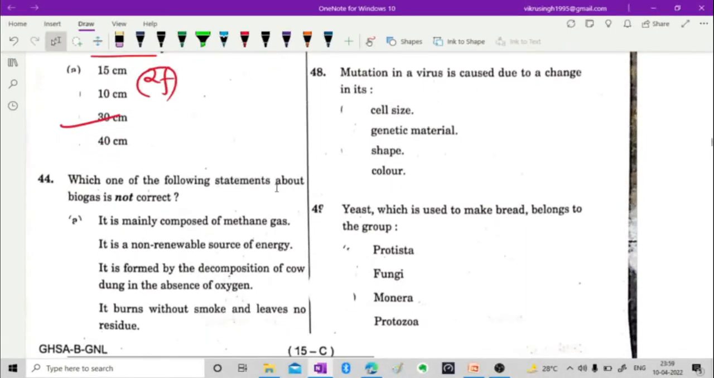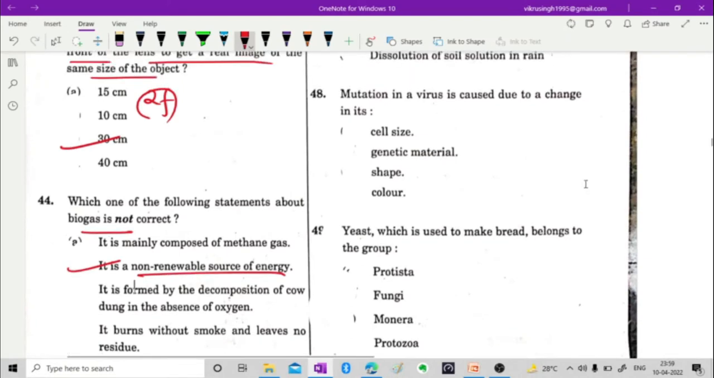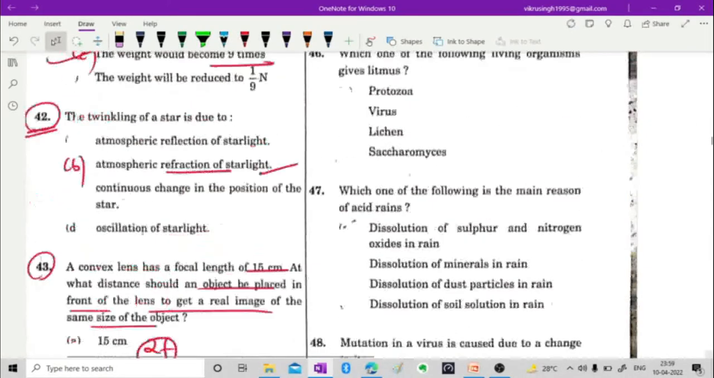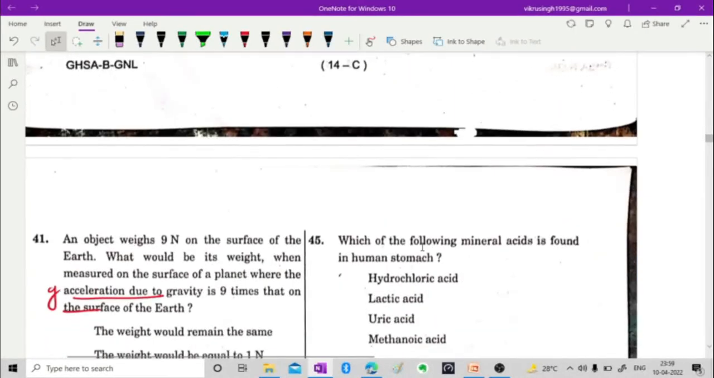Option C. Which of the following statements about biogas is not correct? It is a non-renewable source of energy. So this one is not correct. Question number 45. Very straightforward questions are there. So these are mark fetching questions, but a little bit of knowledge is very important to solve all of them. Science mein har samay aise hi direct questions rehte hain.